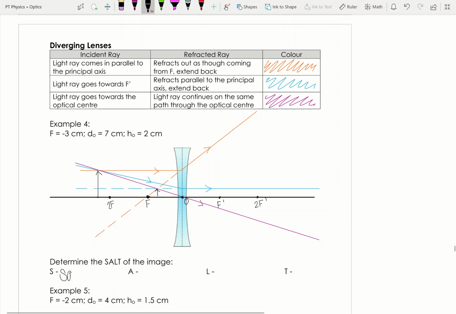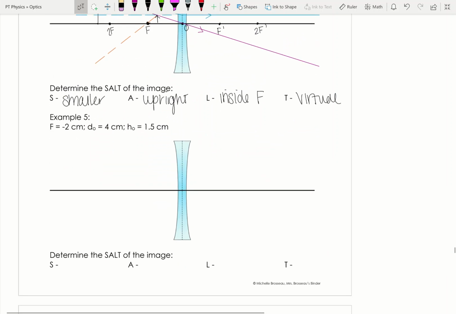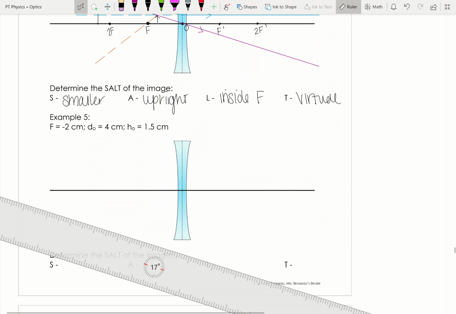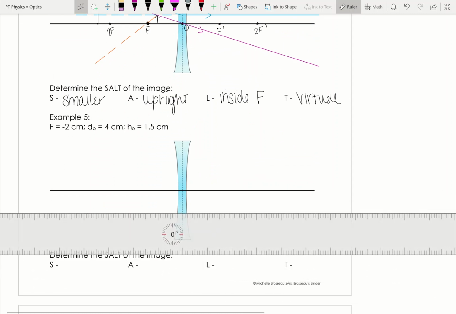So it is smaller. It is upright. It is inside F. And it is virtual. If you think you've got it, go ahead and try example 5 on your own. Pause the video, but I'm going to go ahead and do that. So if you think that you want to try it on your own, then pause the video and see if you do it correctly.